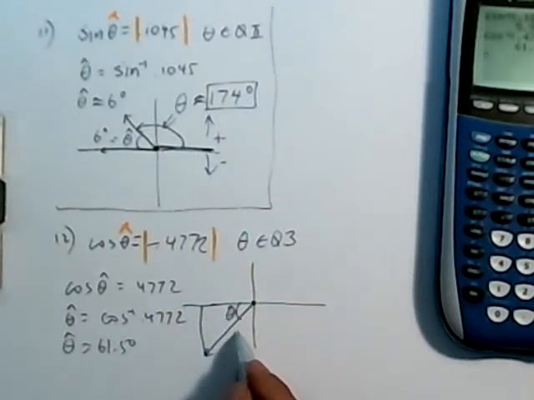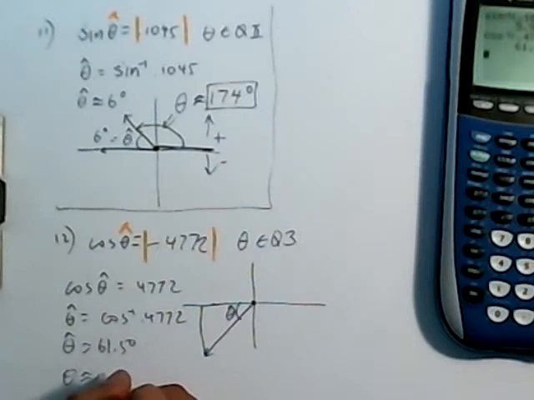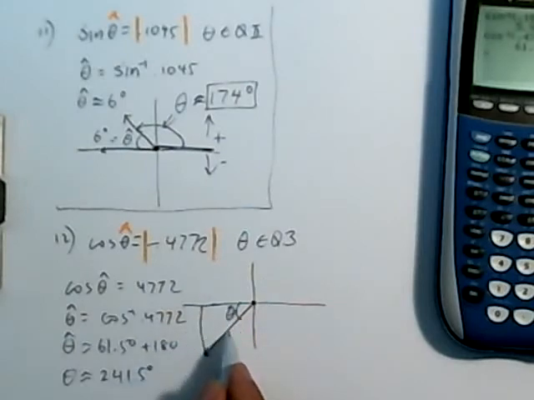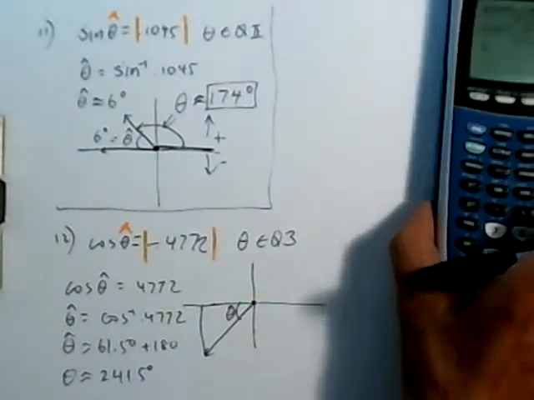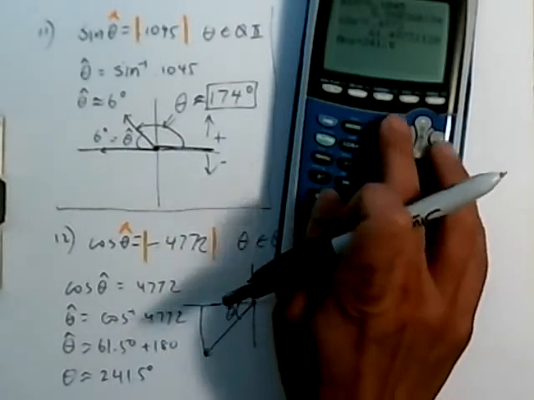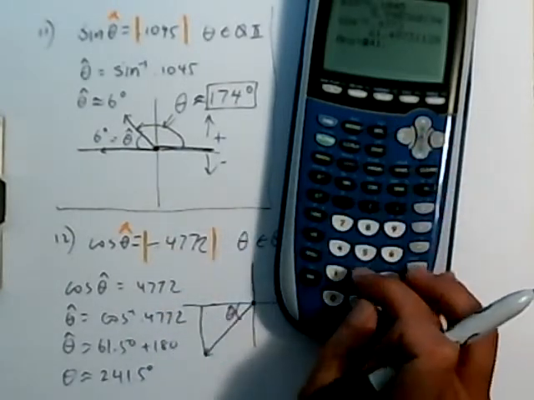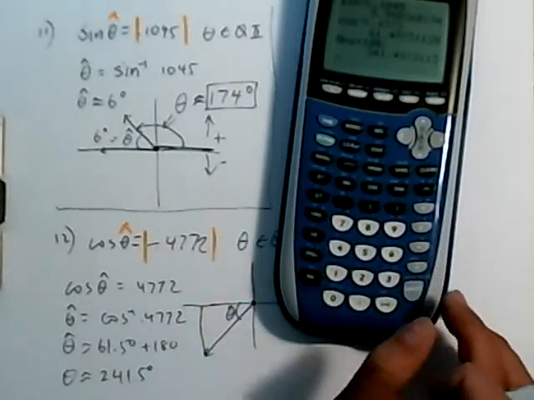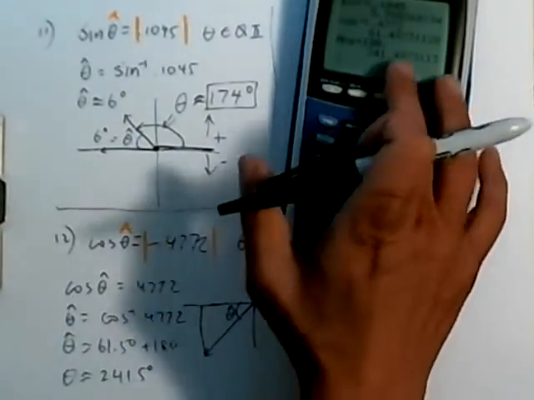180 degrees plus 61.5 degrees. So theta is approximately 241.5 degrees because we add 180 to that. 180 plus the reference angle will give you 241.5. So we add 180 degrees, and you end up with, of course, 241.5.